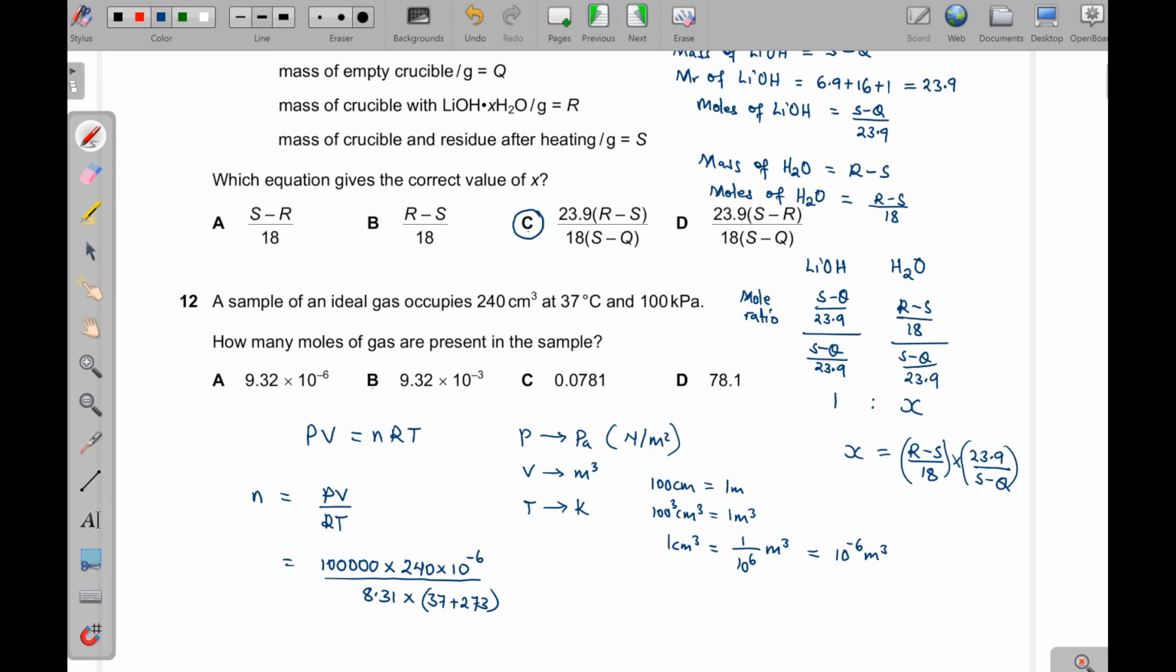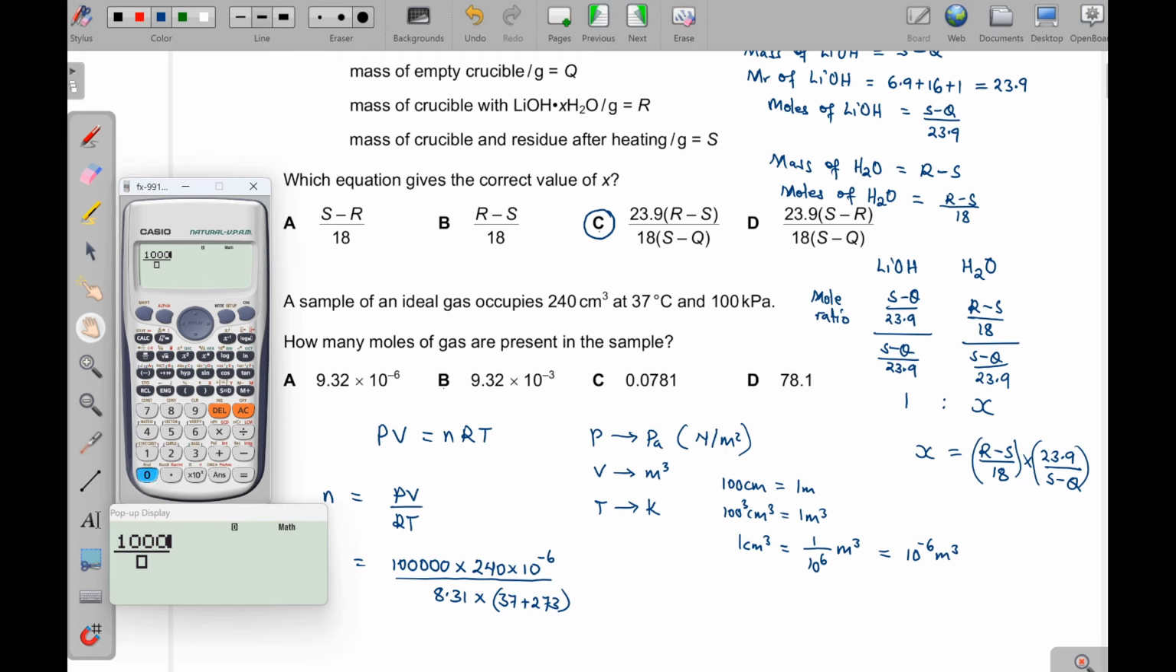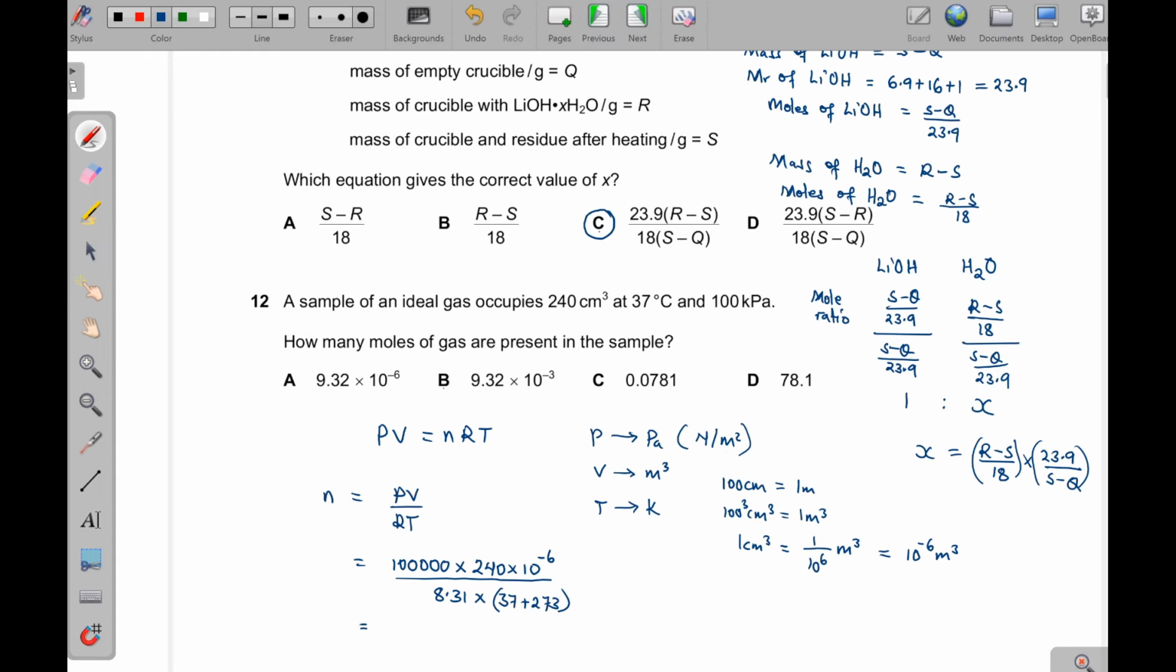Now, when we put this one in the calculator, what do we get? We have 100,000, then times 240, then times 10 to the power of negative 6. We go down, we have 8.31, then times 37 added to 273. And that one gives us 0.0093 and so on, but to 3 significant figures, 9.32 times 10 to the power negative 3. And when we look at all our answers here, it has to be B.